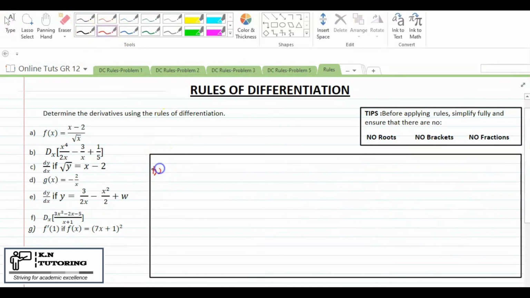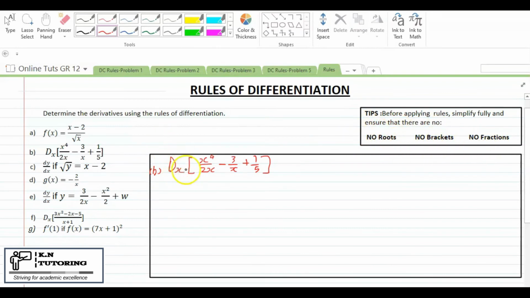B. We've got d of x, x to the exponent 4 divided by 2x minus 3 divided by x plus 5. You will see here that we've got 2 or 3 rules combined in one problem. That's why I said the ones that you're going to get are going to be a bit more complicated. But like I said, follow the rules, follow the tips. Make sure that you don't have roots, you don't have brackets, you don't have fractions.